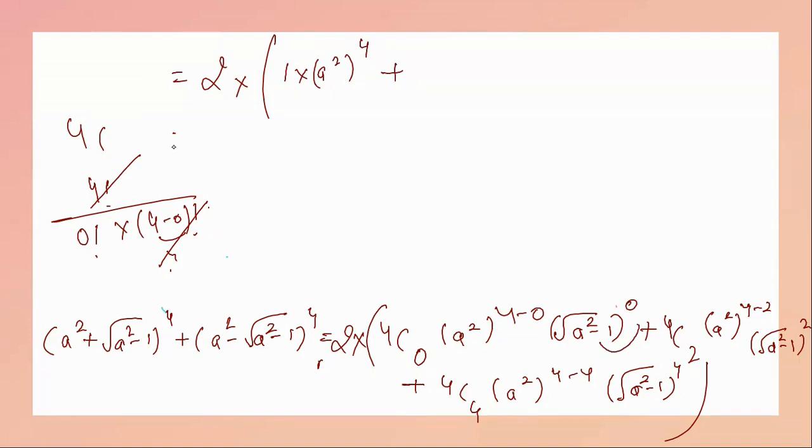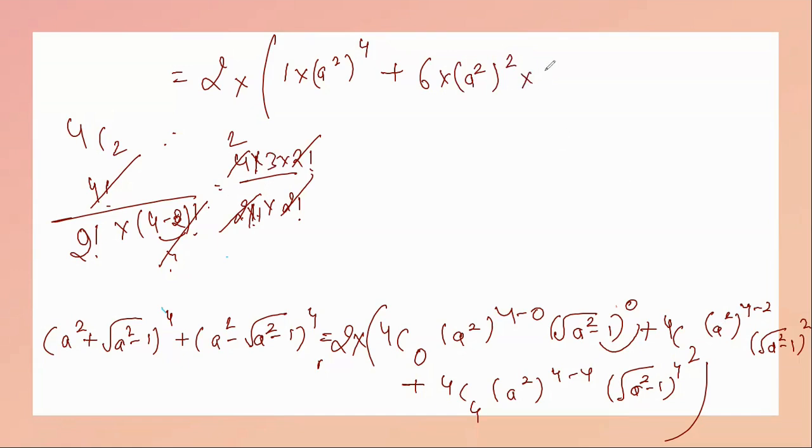Next, 4c2. So 4c2 means 4 factorial, 2 factorial, 4 minus 2 factorial. So how will you solve it? 4 factorial divided by 2 factorial, and this is also 2 factorial. So 4 factorial I will open till 2 because I have to cancel 2 factorial with 2 factorial. And 2 factorial means 2 times 1. So 2 times 2 is 4, so 2 times 3 is left, that is 6. So 6 multiply a square raised to the power 4 minus 2, that is 2, multiply 3. Just a second.